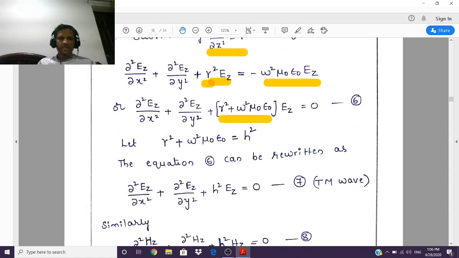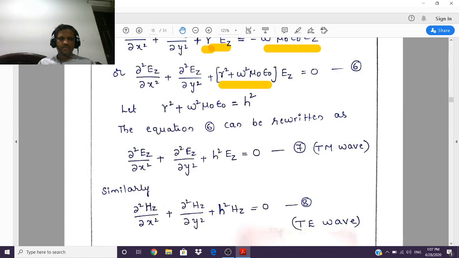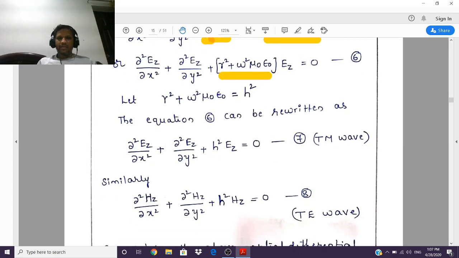And that gamma square plus omega square mu naught epsilon naught, everything is fixed here. Mu naught epsilon naught are the terms related to the velocity of light, omega is also fixed, and gamma square is also fixed. Then the whole expression can be assumed as a constant, and that we are calling h square. So you replace this entire expression gamma square plus omega square mu naught epsilon naught with h square, which we will find out later, and substituting that h square in the sixth equation, what you will be getting is ∂²Ez/∂x² plus ∂²Ez/∂y² plus h square Ez is equal to 0. And this is the seventh equation which we'll be using for TM mode of analysis. We'll find out the solution of this Ez and use it in TM mode of analysis.